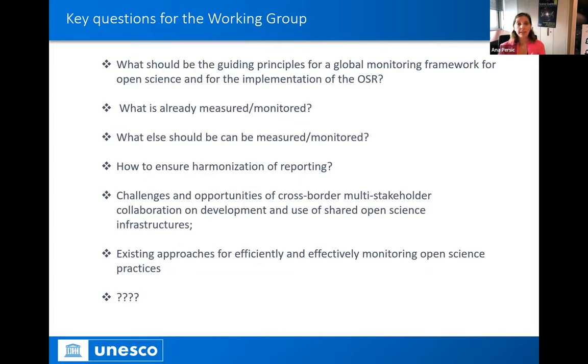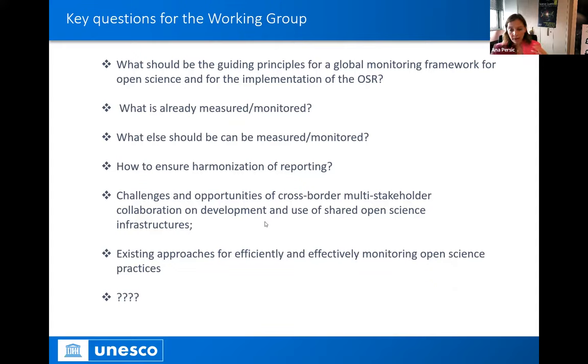if you have any additional ideas on some other guiding principles for a global monitoring framework, how to ensure some harmonization of the reporting. These are national reportings that we are talking about when it comes to the UNESCO reporting back on the implementation of the UNESCO recommendation, but how do we get inputs from other stakeholders? How do we get inputs on multi-stakeholder collaborations? What are some other possibly existing approaches for monitoring open science practices, processes, actors, etc.?